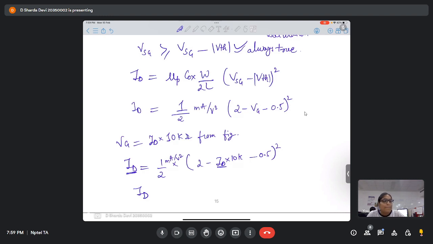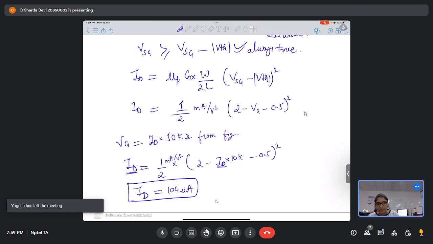We'll do it, ma'am. You'll do it? Yes, ma'am. Maybe I'll give you the final answer. So ID is 104 microamperes. What we have to do is simply solve this quadratic equation, okay? And we'll get the value for ID. Is this clear? Yes, ma'am. Any doubts till now?